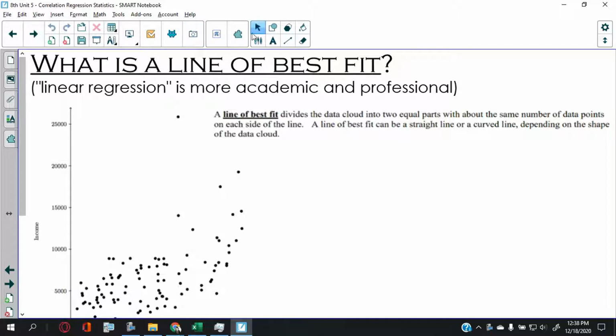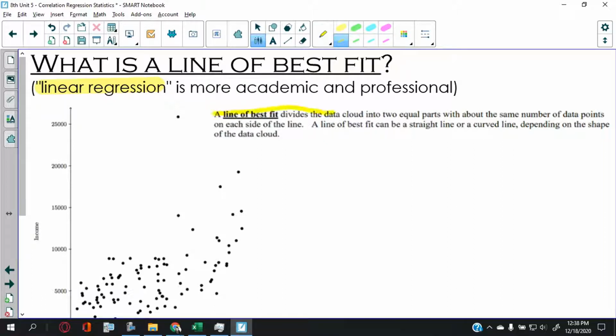So, by the way, we tend to use linear regression. Seems to be a little bit more professional. Okay. So, in the eighth grade, people use line of best fit, but typically, once you get into the professional realm, they usually use the word linear regression. Okay, so what is it?